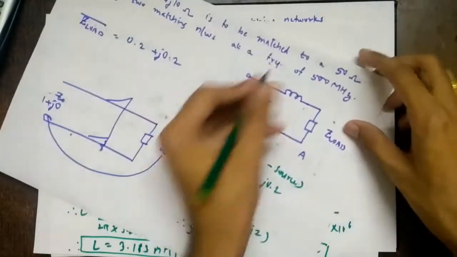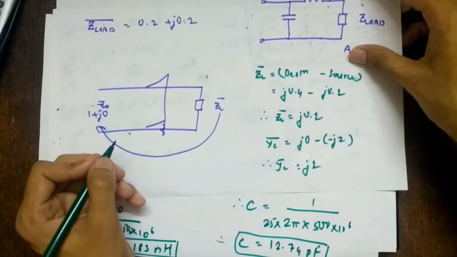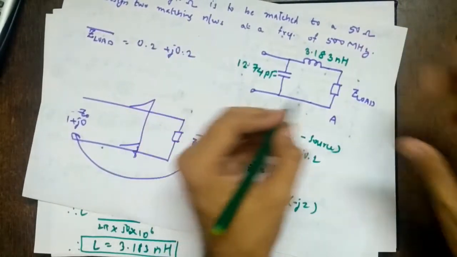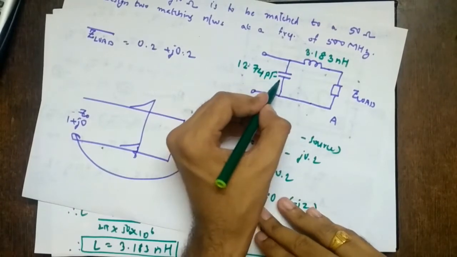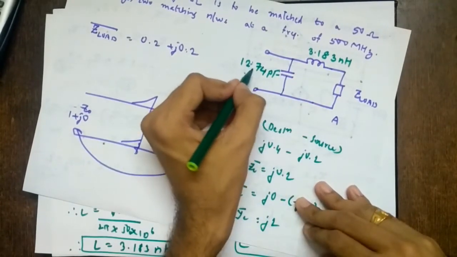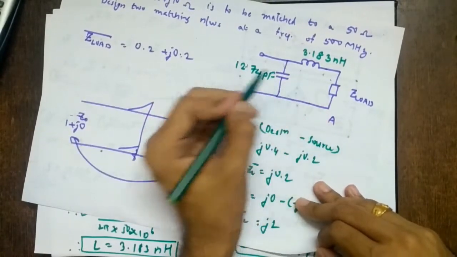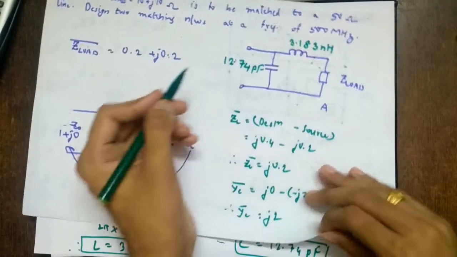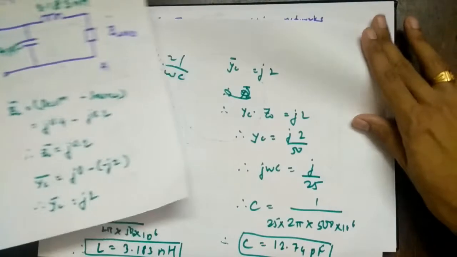L is how much? 3.183 nano Henry. C is 12.74 picofarad. If we use this combination with ZL load 10 plus j10 ohms, connecting a series inductor and a parallel capacitor of these values, you will obviously get 1 plus j0. You can calculate this using series-parallel impedance calculation, which you have studied in circuit theory or network theory, and cross verify. I will not do that, you can do it yourself. Okay, so let's do the second solution.